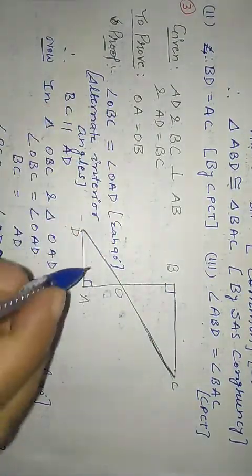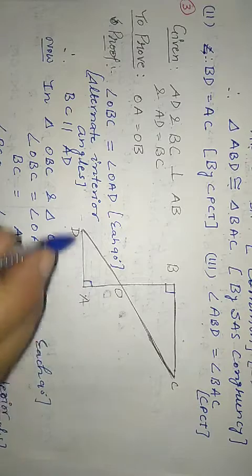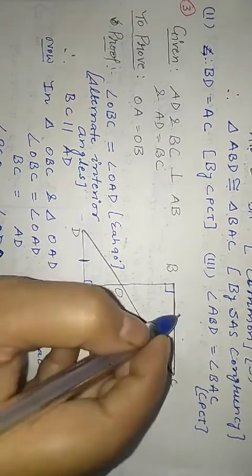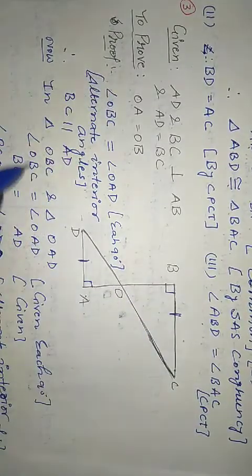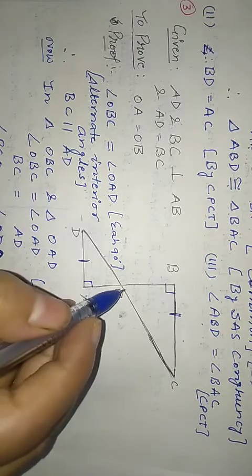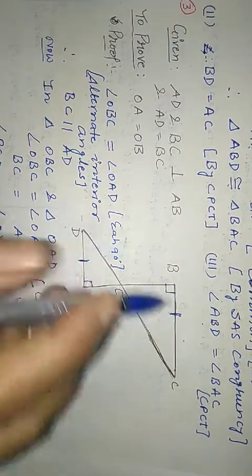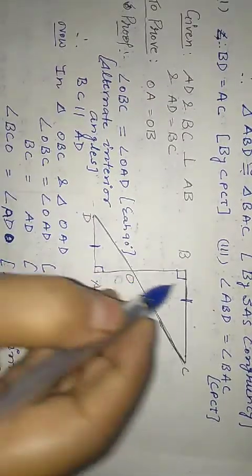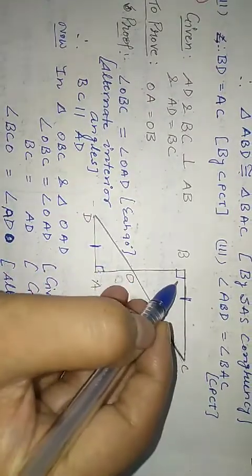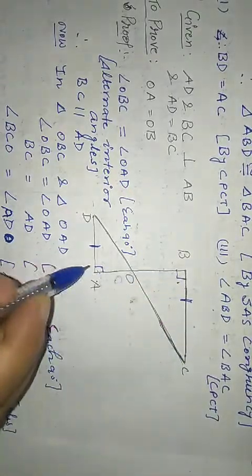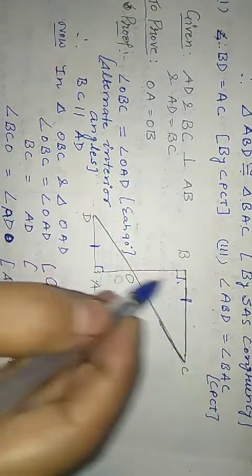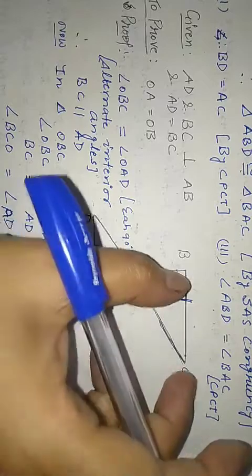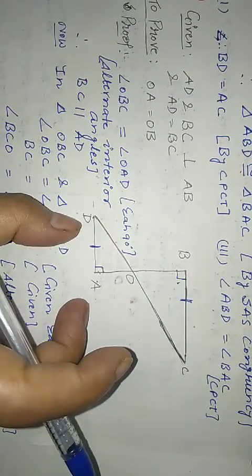So we can see here AD is equal to BC. This is given. We have to prove that OA is equal to OB. Now we can say here that these two angles are each 90 degrees. So we can see here the Z figure. These are the alternate interior angles. So we can say BC is parallel to AD.